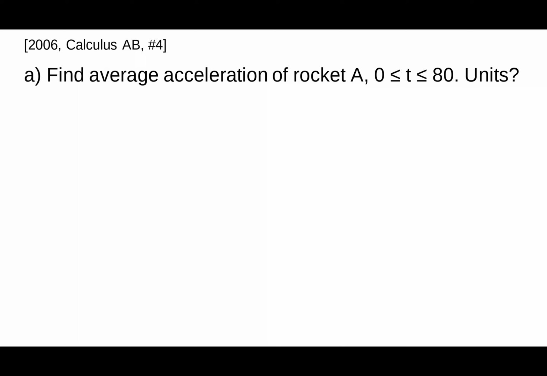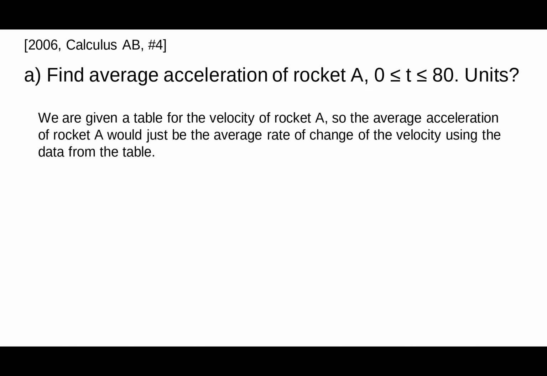In part A of the question, we are asked to find the average acceleration of rocket A from t equals 0 to t equals 80 seconds and to give the correct units. Well, since acceleration is the derivative of velocity, and we have a table for the velocity, we can find the average acceleration by finding the average rate of change of the velocity on the interval from 0 to 80. All right, well, we can use a formula for that. The formula for average rate of change over an interval is just v of x2 minus v of x1 all over x2 minus x1.